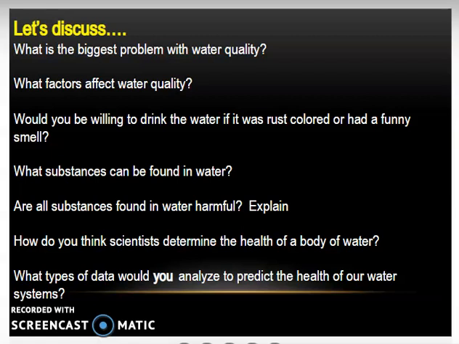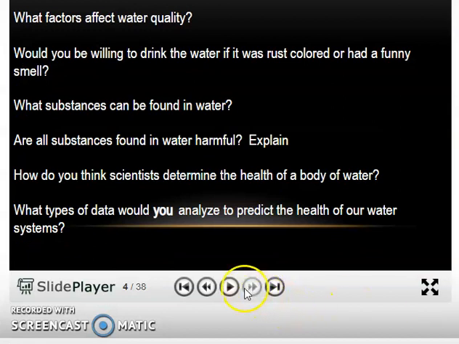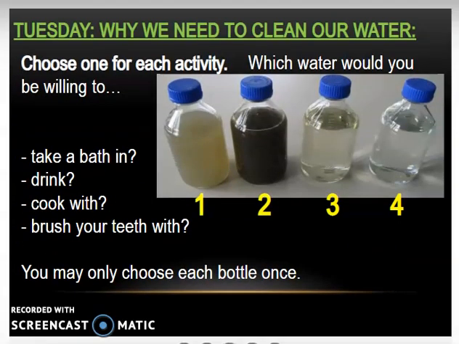What are the biggest problems with water quality? What factors affect water quality? Are all substances found in water harmful? How do you think scientists determine the health of a body of water? There's all kinds of things that we can look at. So why do we need to clean our water?